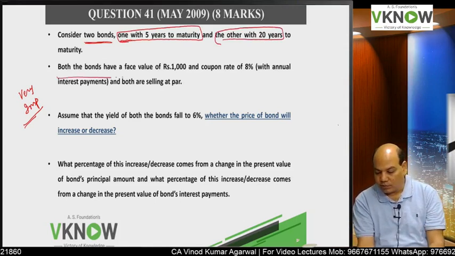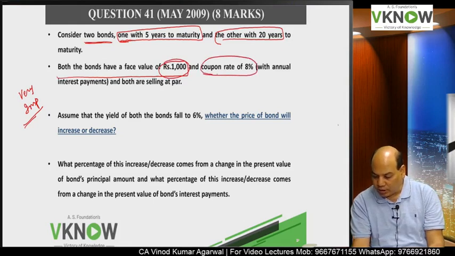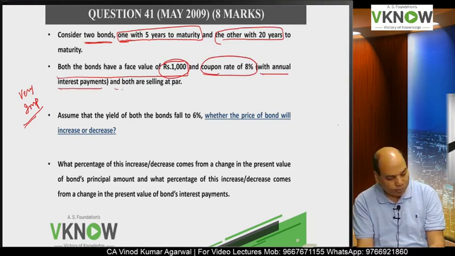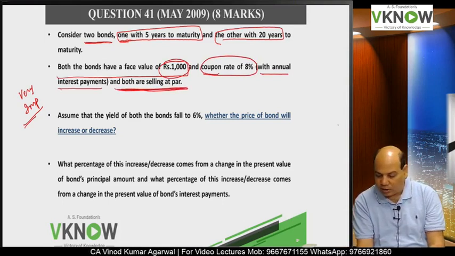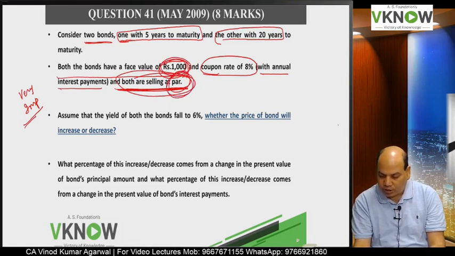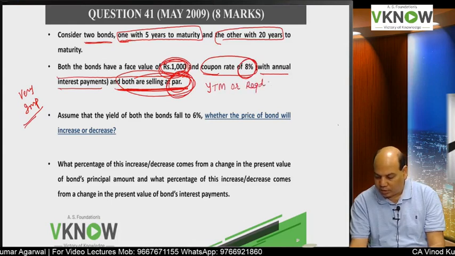Both the bonds have a face value of 1000 rupees. Coupon rate 8%, annual interest payment. And both are selling at par. Very important hint here: the face value is 1000 rupees, trading also at par. The coupon rate is 8%. So can you tell me what is the YTM or required return of this bond? I am asking you, everybody will reply.